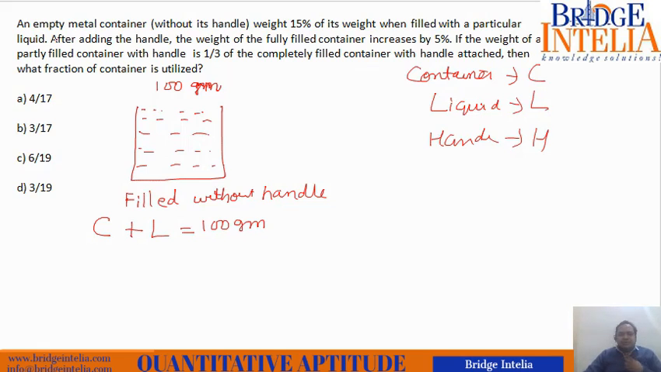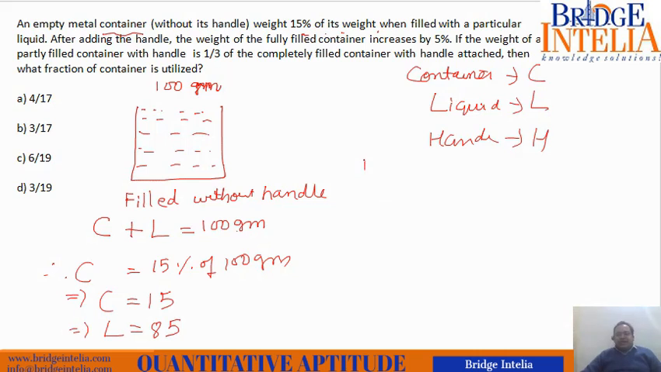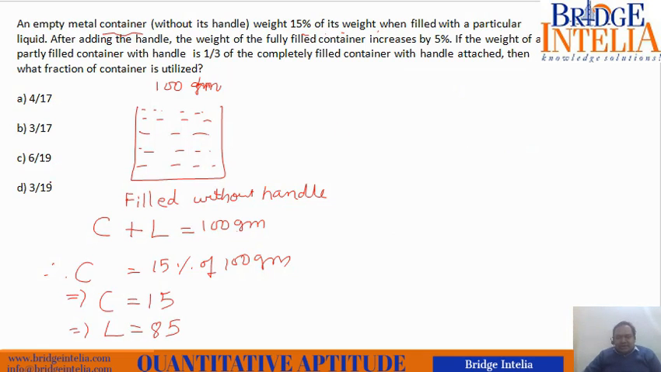Now, an empty metal container weighs 15% of its weight. So therefore C is equal to 15% of this weight, 15% of 100 gram. So C is equal to 15, which means L is equal to 85. So this is 15 grams empty, and when filled, the liquid is 85 grams. So in this container there are 85 grams of liquid, and the weight of the container is 15% of 100.